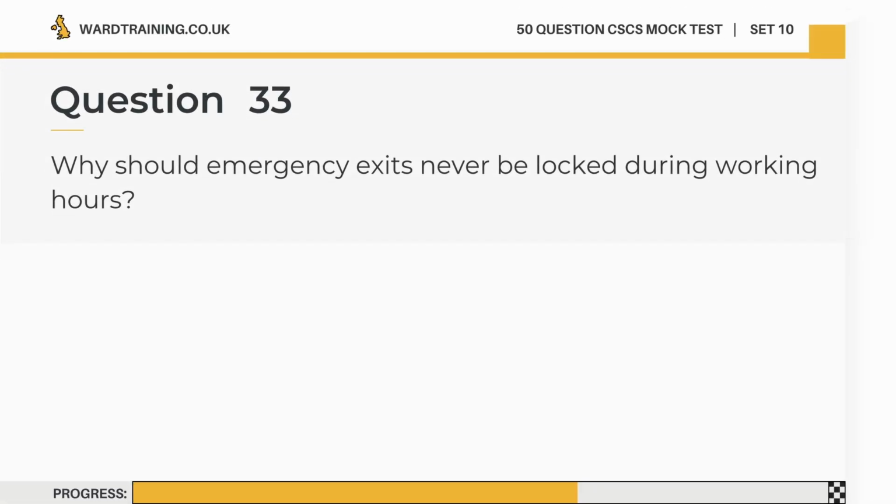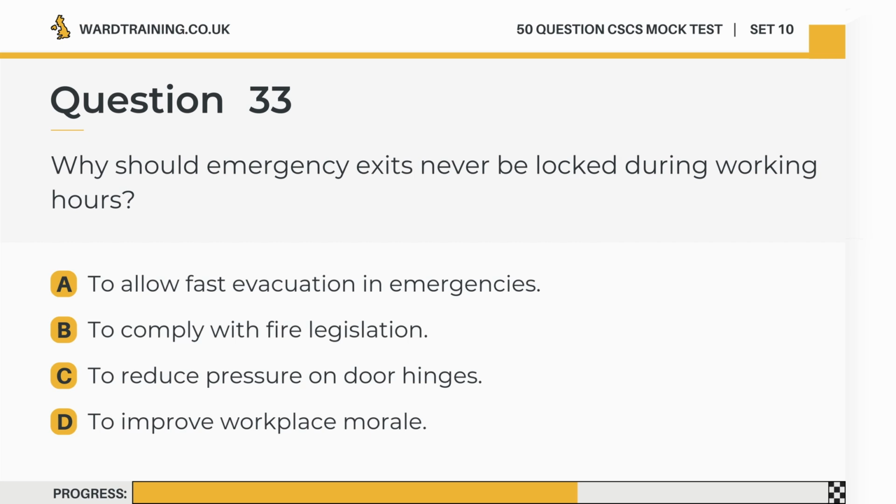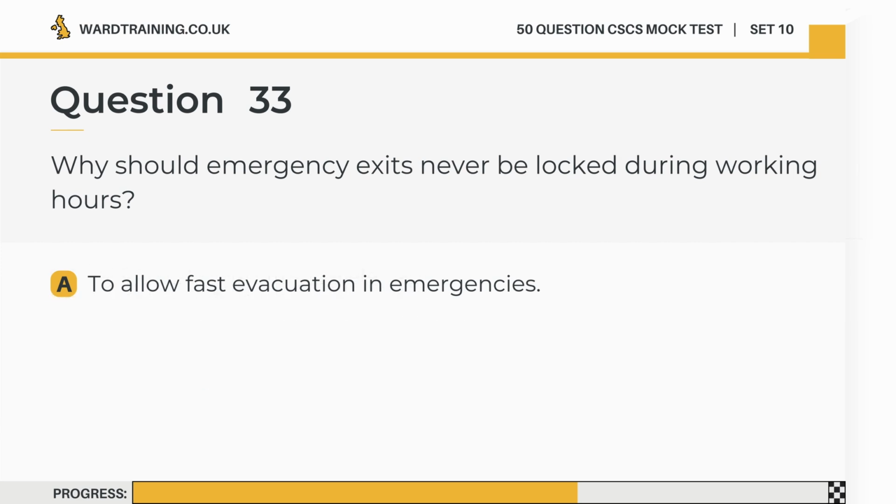Question 33. Why should emergency exits never be locked during working hours? A. To allow fast evacuation in emergencies. B. To comply with fire legislation. C. To reduce pressure on door hinges. D. To improve workplace morale. The correct answer is A. To allow fast evacuation in emergencies.